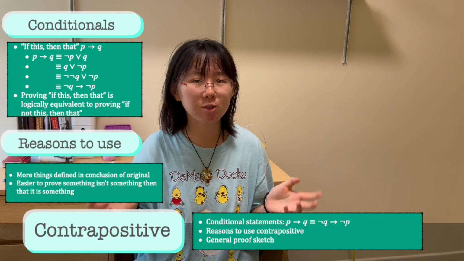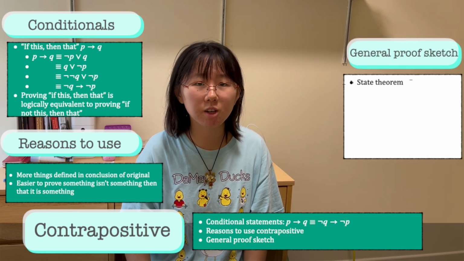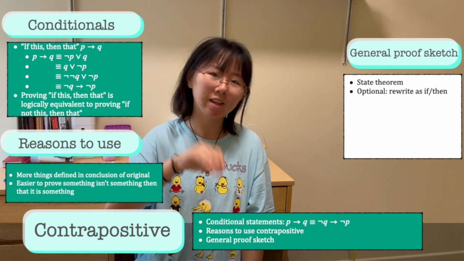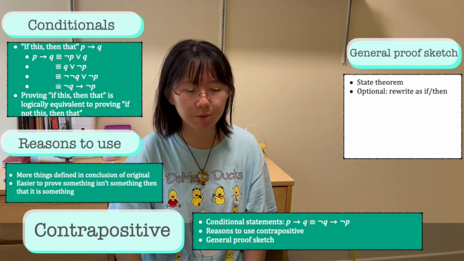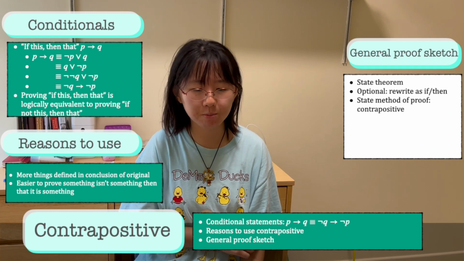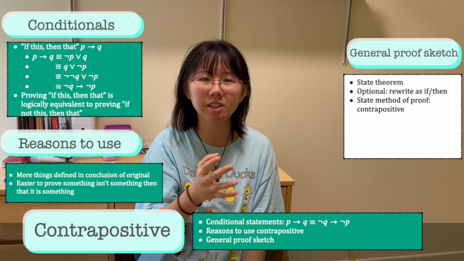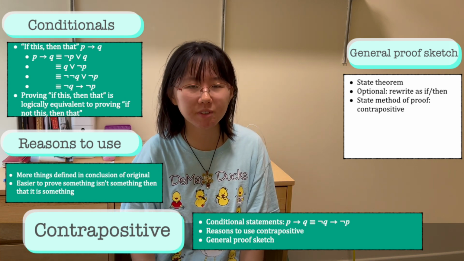Let's take a look at our general proof sketch for a proof by contrapositive. Once again, we always state our theorem, and we always make sure to state it in a P implies Q, if this, then that kind of statement. Then we should say that we're proving by contrapositive, i.e. we will show that not Q implies not P. That's super important for this kind of proof because you want to keep it clear to yourself and to your reader how you're going to be proving things.